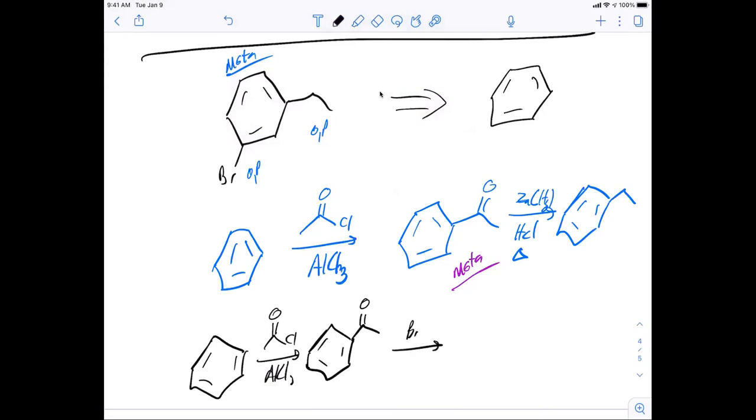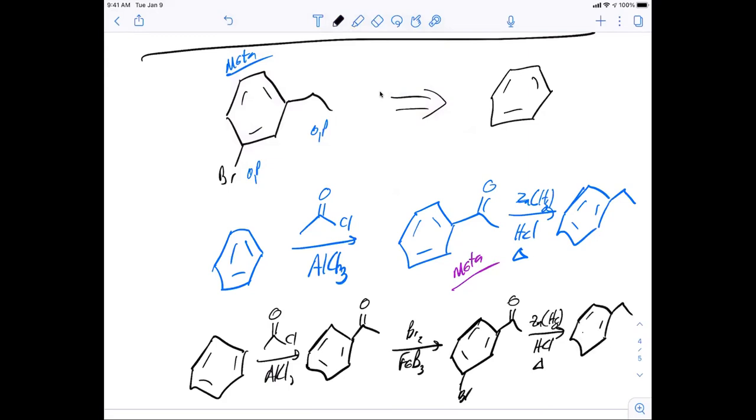Then I do my bromination with the FeBr3 and the bromine. That gives me my meta arrangement. And then I reduce off the carbonyl with the mercury zinc amalgam, HCl and heat, to give me my product.